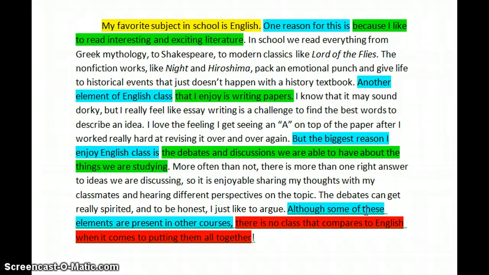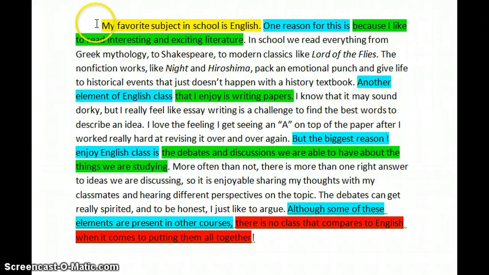It's also very clear where those general statements are. So you've kind of given your reader a little bit of a roadmap, a signpost, so they know exactly what your reasons are for preferring English as your favorite subject in school.